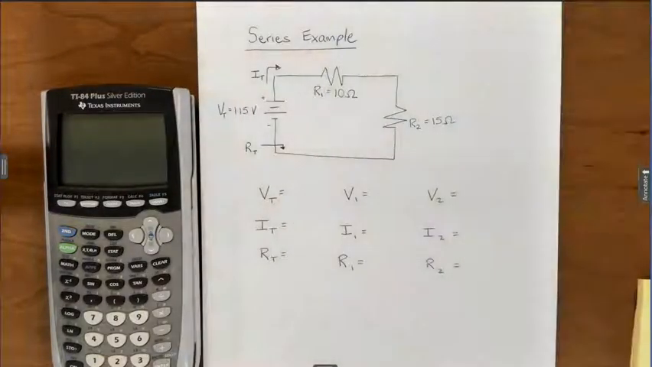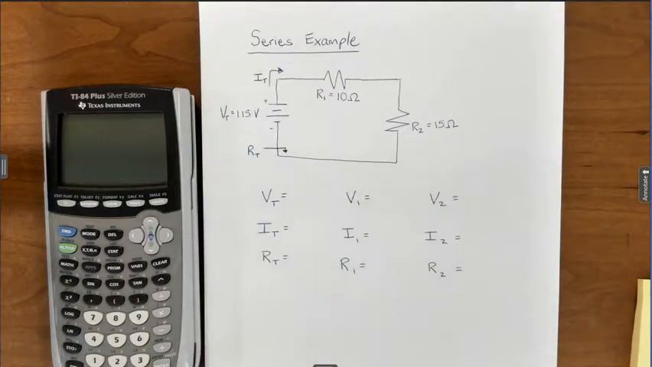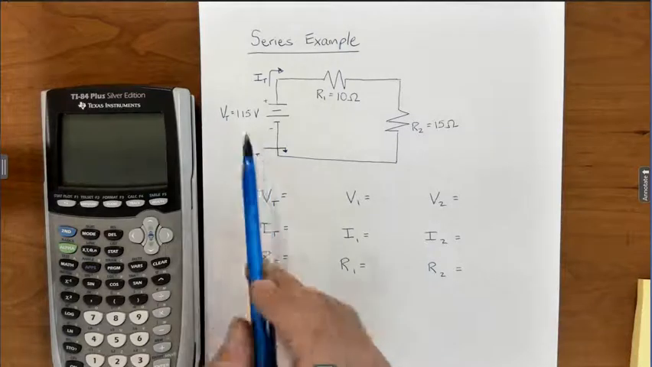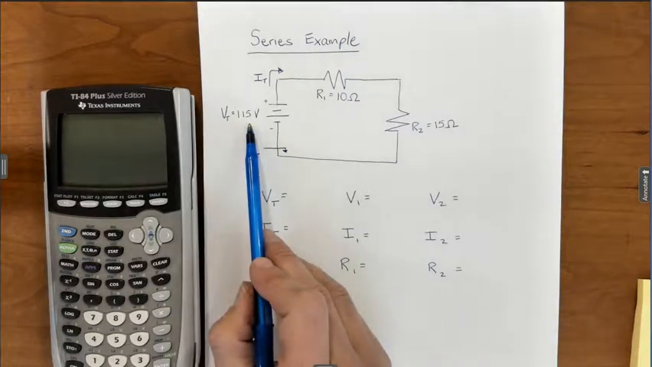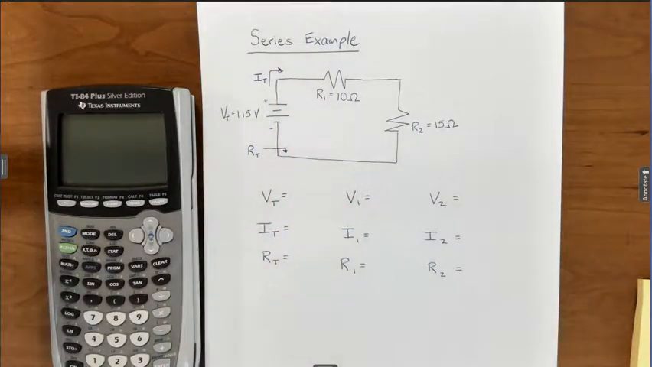On to an example. Okay, so here we have a series circuit. Total volts of 115. Total current unknown.